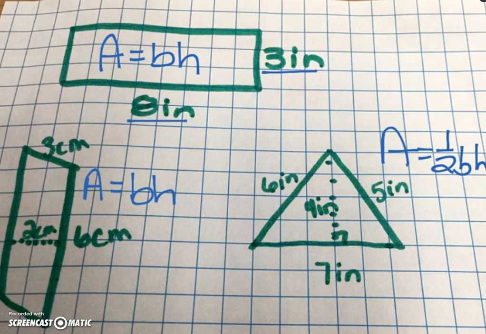Okay, and the triangle is area equals 1/2 base times height. And don't forget, the base and the height have to be perpendicular to each other. So you're looking for that right angle. So some of these numbers are going to be extra numbers in the problem. Okay, good luck. If you have any questions, please bring them back to class.